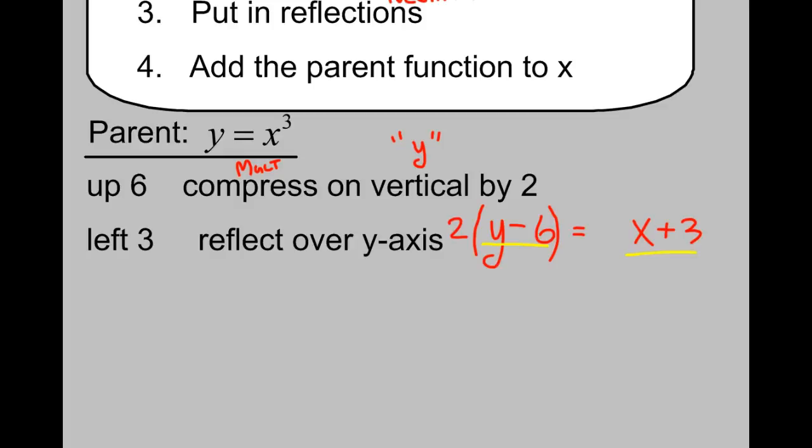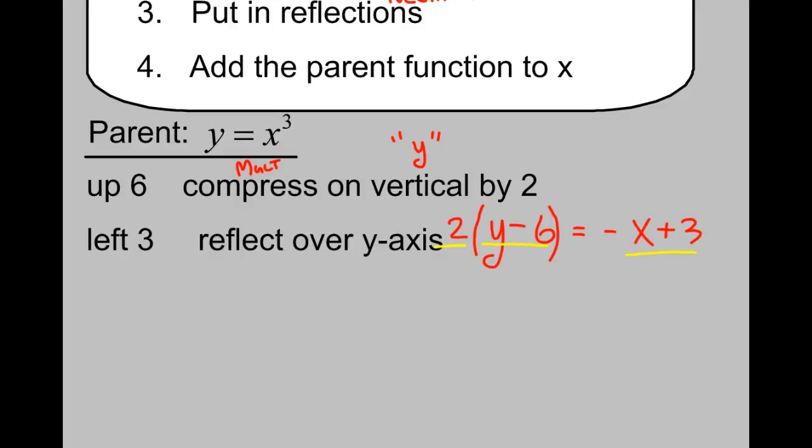We compressed by 2 on the vertical. That means on the vertical is the y, so we multiply that by 2. And the last thing we needed to do was reflect over the y-axis, which means there'd be a negative with the x. If we want to reflect over the y, there's a negative with the, come on class, come on, x. Okay, good. So then if we put the negative with the x, it's going to look like this. It's going to go right here.